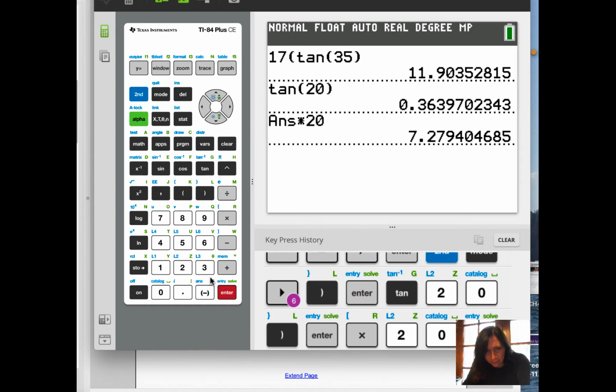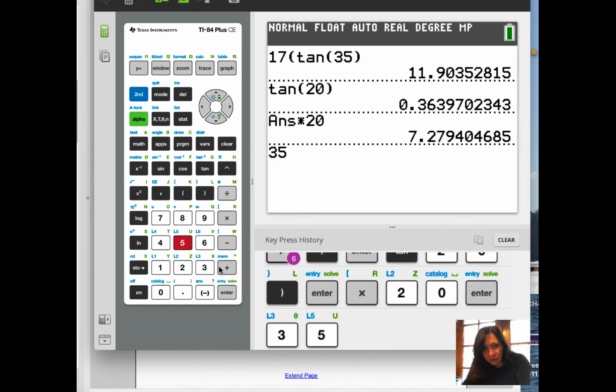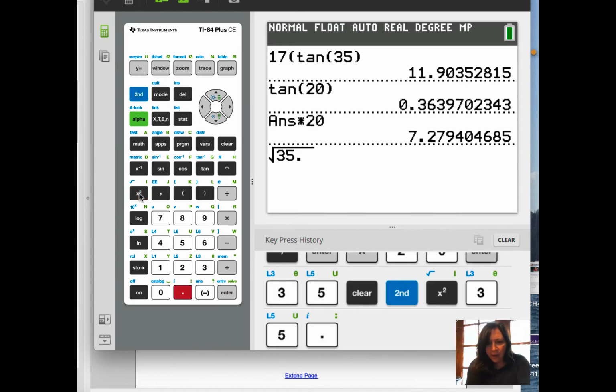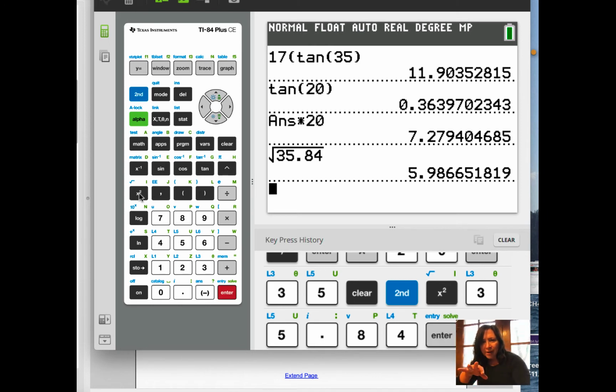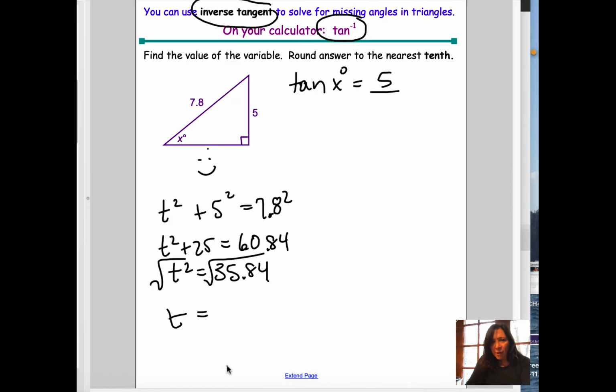I'm going to square root both sides. And square rooting both sides right here is going to give me t equals, let me show you how you would do that on my calculator. You would take the square root of 35.84. So second square root of 35.84, and hit enter, and I get 5.986, so 5.99. And so that value right here is approximately 5.99. So what that means is this value here, my little happy face here, is about 5.99.